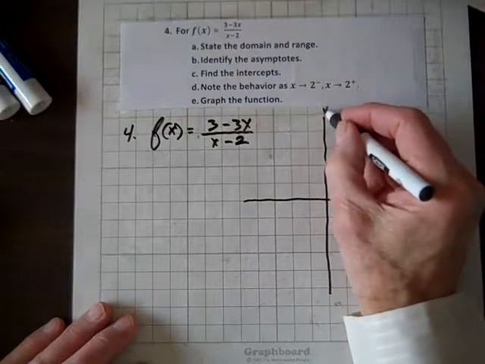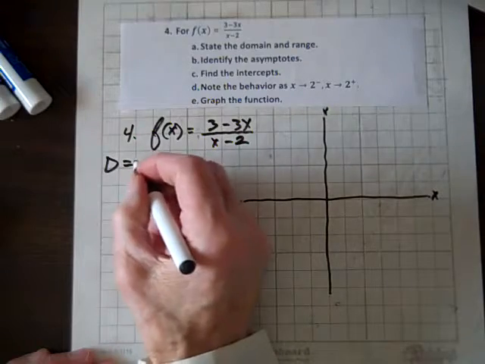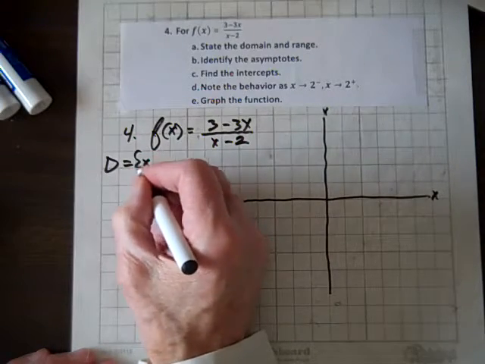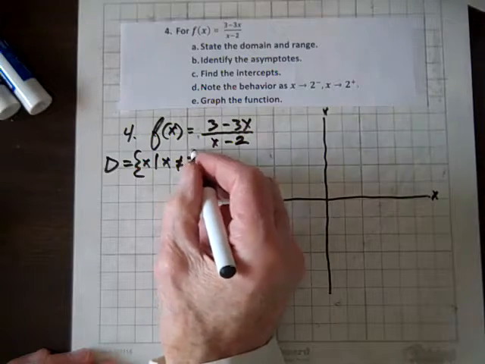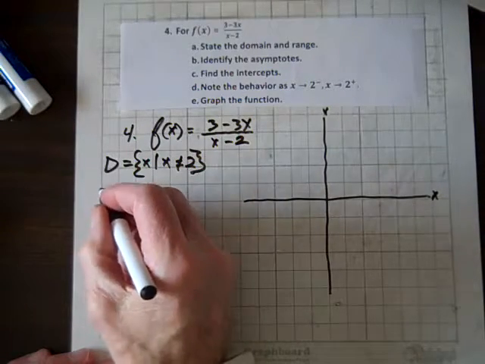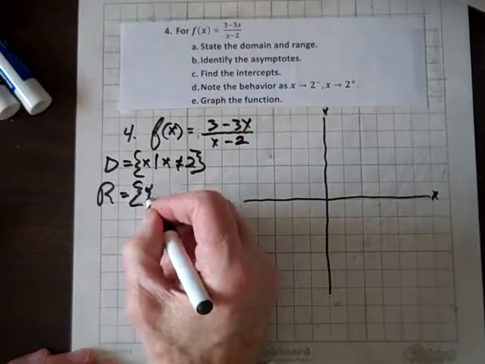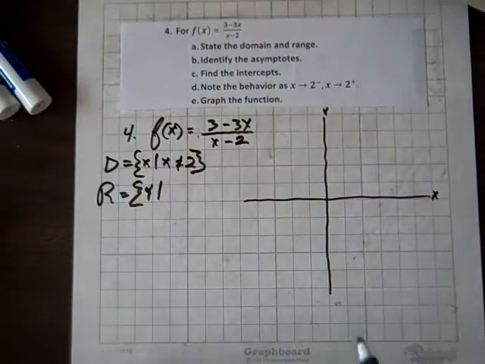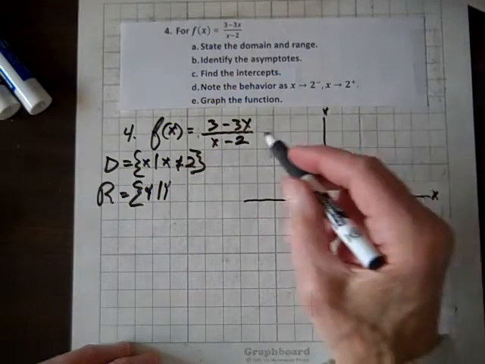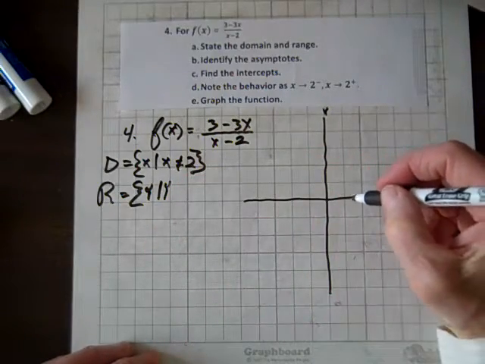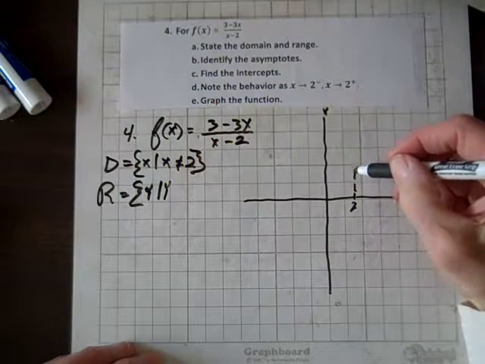X and y. First of all, we can say this: the domain equals, and will you agree it's going to be the set x such that x is not equal to 2. We have to find the range, and that's going to be the set y such that, and that's yet to be determined. So let's graph this. We've got a vertical asymptote at 2.